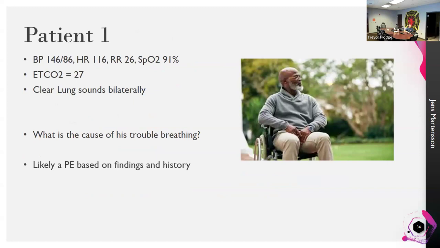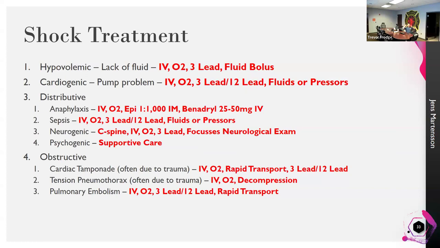Well, based on his findings and his history, probably a PE. If we go back, let's think about it. This patient sits in a wheelchair, he's got Lou Gehrig's disease. Well, is he bleeding anywhere? No, we'd see that. Is he in cardiogenic shock? No, because he's tachycardic. Cardiogenic shock presents with bradycardia. So is he anaphylaxis? No, he doesn't have hives everywhere. His blood pressure is good. He's alert and oriented. We don't see any swelling or hives, so we can rule that out.